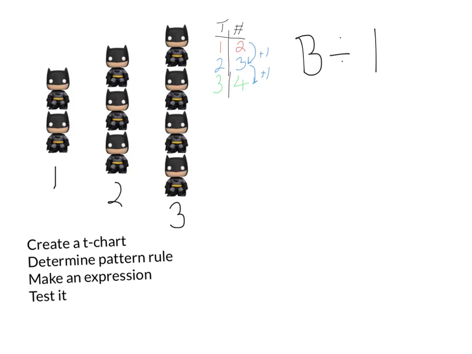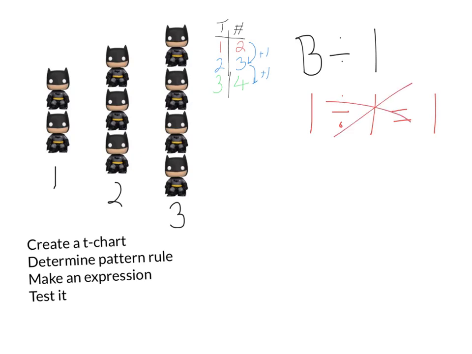So, in this first example, I'm going to test B divided by 1. So I take my term, which is 1, divided by 1, and I get an answer of 1. Sadly, that doesn't get me my term number for term 1. So I need to try something else.